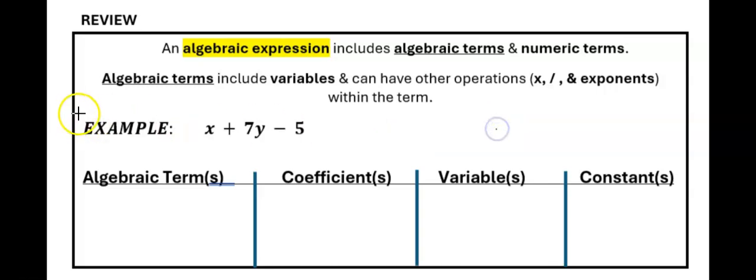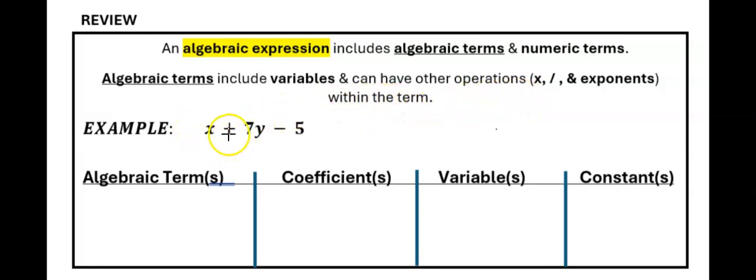All right, before we dive into evaluating algebraic expressions, we need to just do a review about what is an algebraic expression. Remember, algebraic expressions are made up of algebraic terms, and they can also have numeric expressions or numeric terms. Algebraic terms include variables, and they can have other operations like multiplication, division, and exponents within the term.